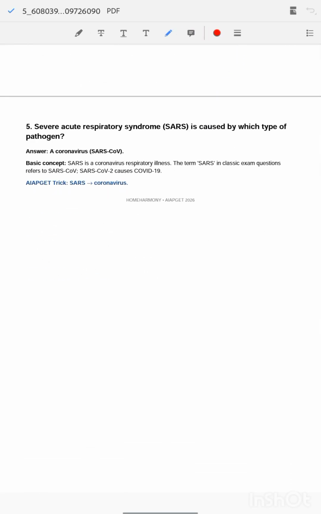What is severe acute respiratory syndrome? That is SARS. It is caused by which pathogen? It is caused by a coronavirus, that is SARS-CoV.